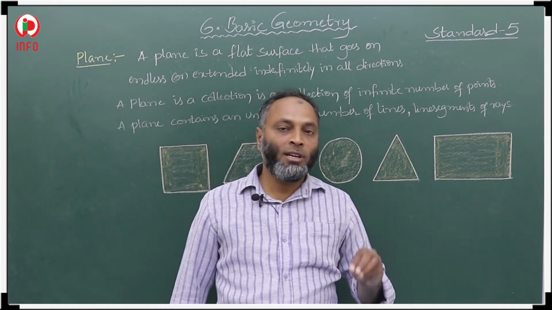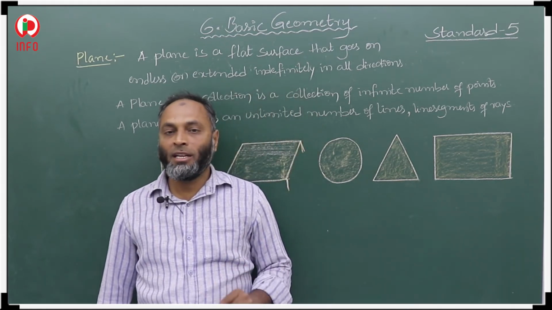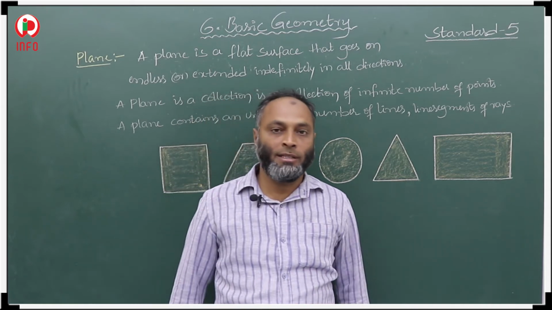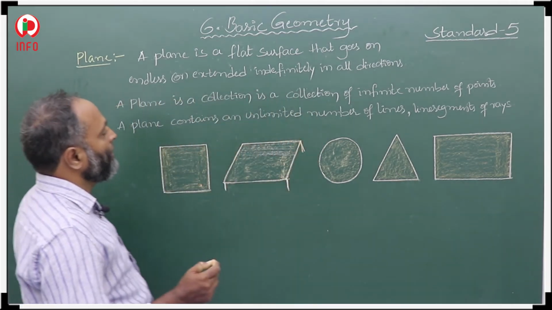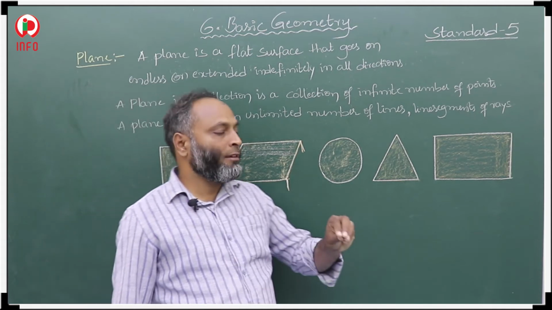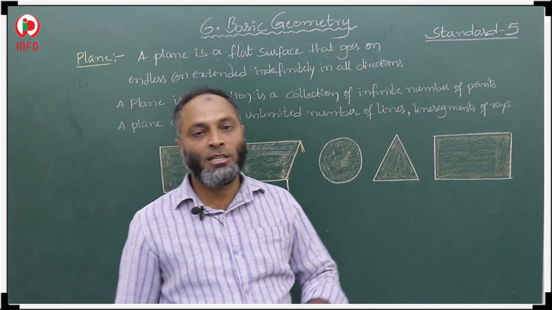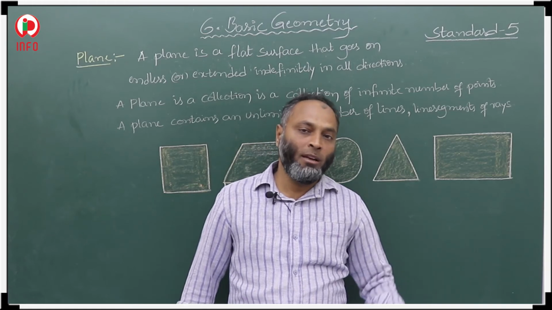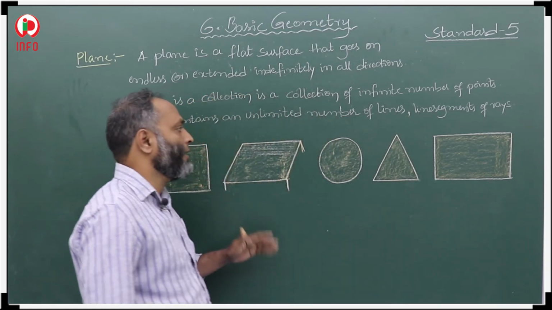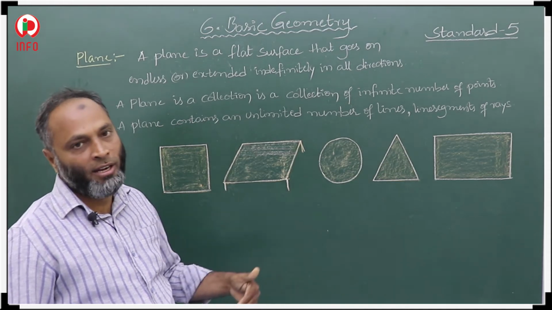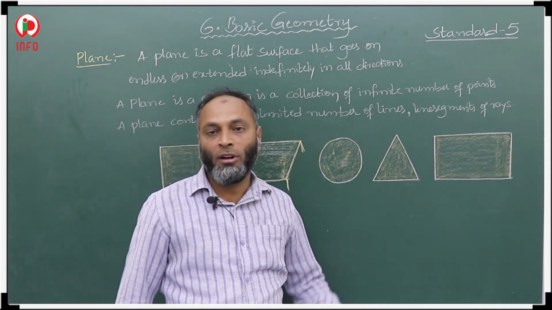So what is a plane? A plane is a flat surface area. It extends infinitely in all directions. How many points are there on a plane? An infinite number of points. After joining infinite points, we form a plane. And also, how many lines can we join? Line segments, rays, whatever it is. If we join infinite rays, then we form a plane.